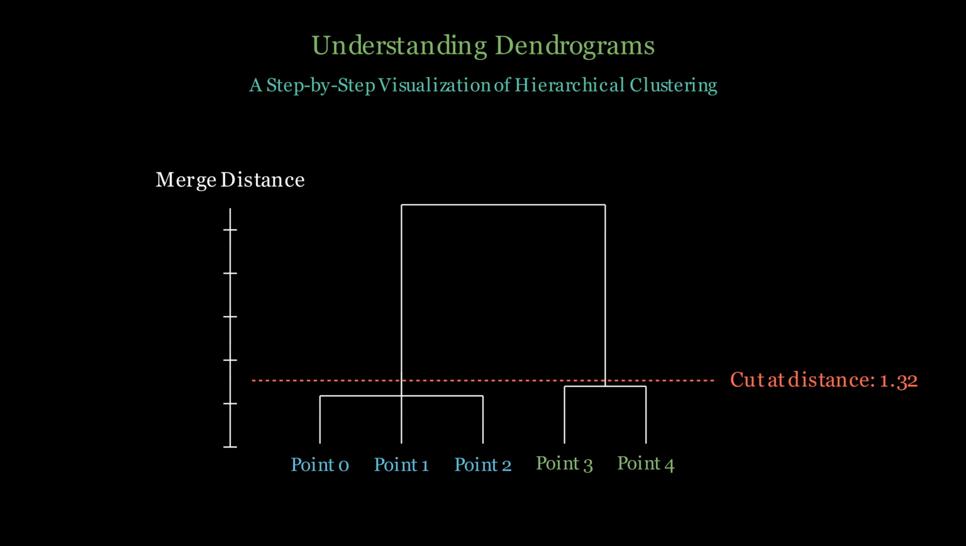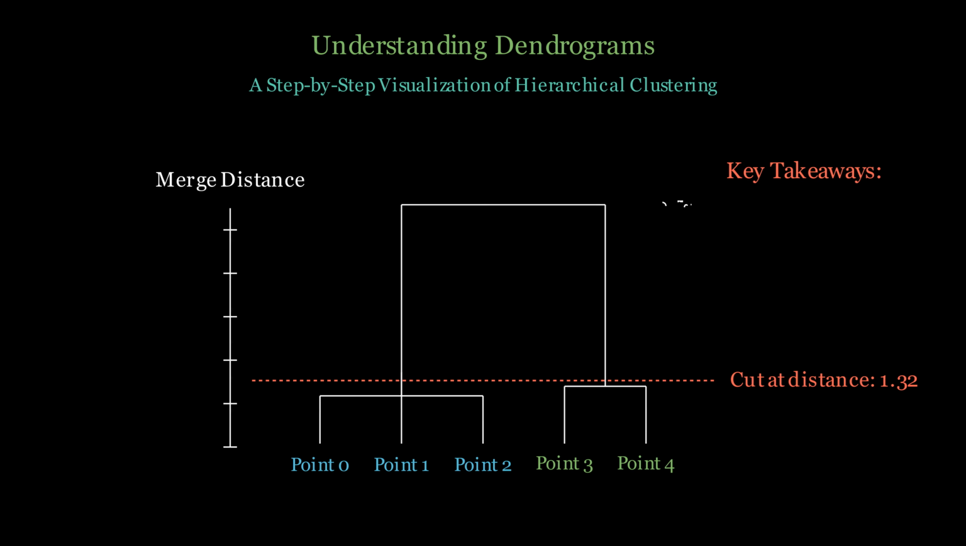In this case, cutting here gives us two clear clusters. Points 0, 1 and 2 form one group, while points 3 and 4 form another. This matches our original data where we had two distinct groups of points.